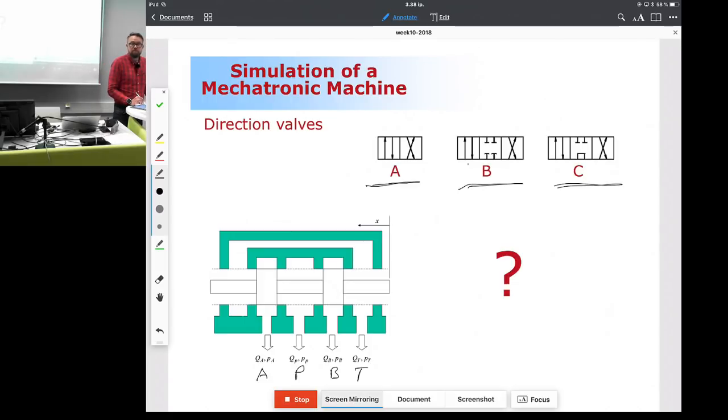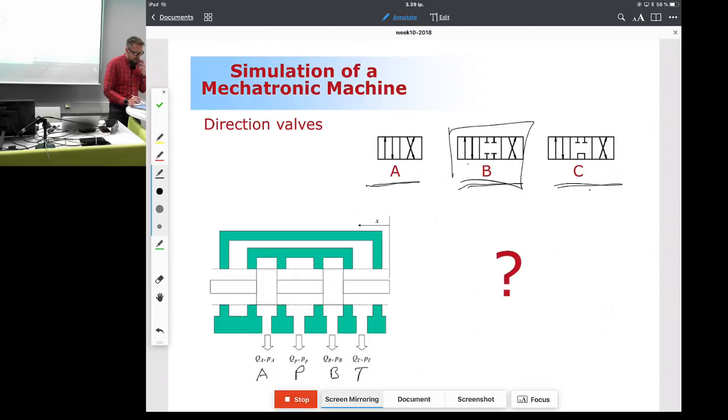A. Let's vote. A, B, B, C. Okay, so it's B. This is what it is.